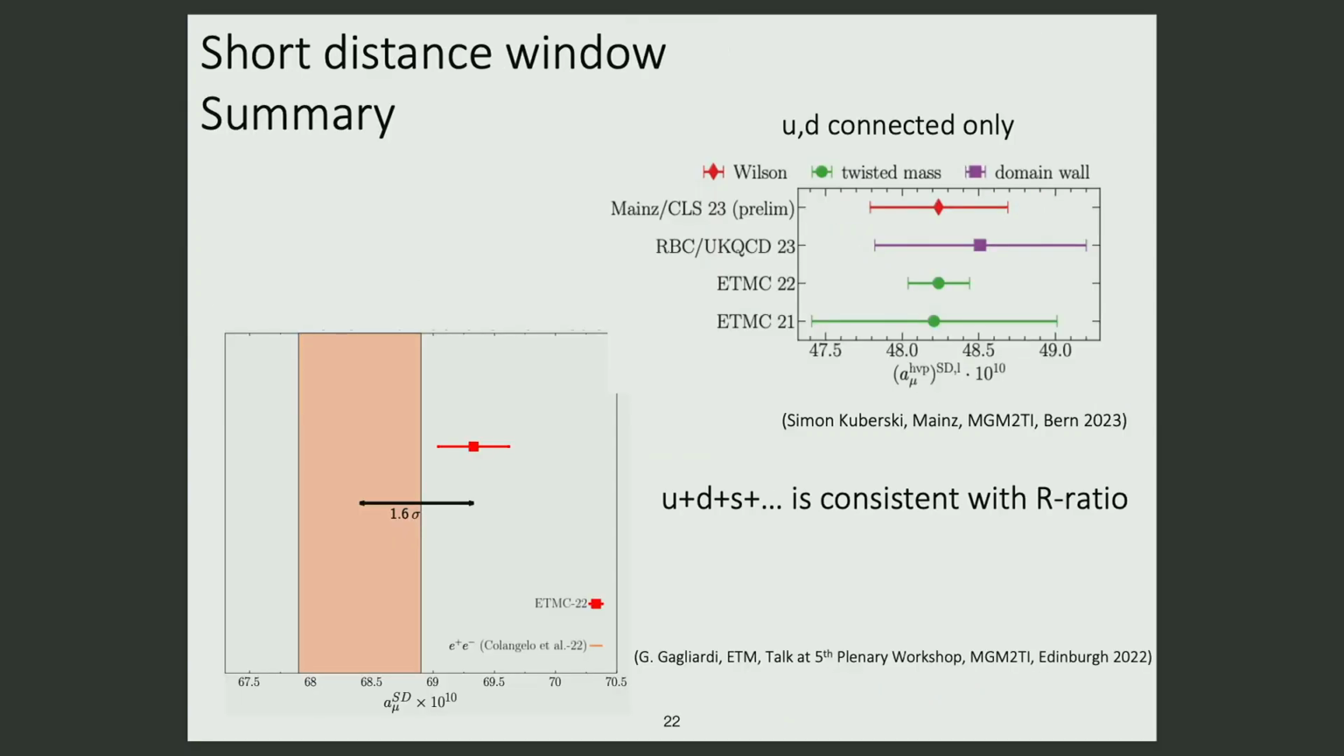Okay, what about the short distance window? A few groups now have calculated the short distance window. This is a summary slide from Simon Kuberski's talk at the lattice meeting a couple months ago. And you can see again that the lattice is in very good agreement. And again, this is just the up and down connected only part. You see it's a much smaller contribution of the total. And in fact, the ETMC collaboration has compared it to the R ratio result, and you see that they're in agreement within errors. So there's not a discrepancy between lattice and data-driven for the short distance window.